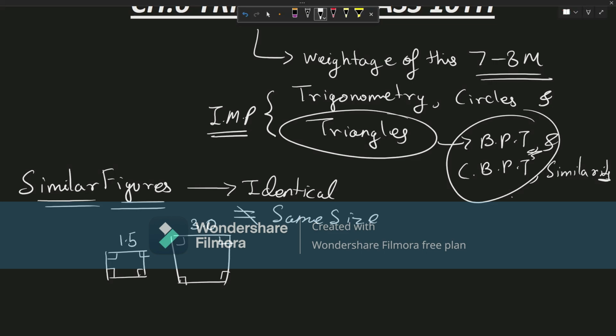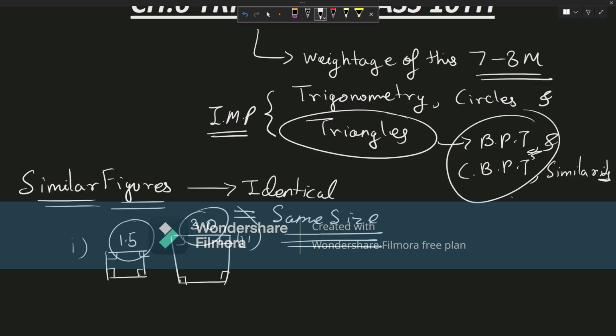Now, in further lectures, you will learn that they should be proportional. So, if you are given one small figure and another bigger figure, they are similar, so their sides will be in proportion. They are called similar figures. So, right now for similar figures only, you need to remember that they have identical shape, but not same size.